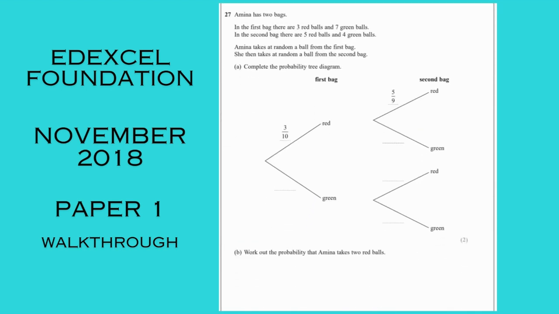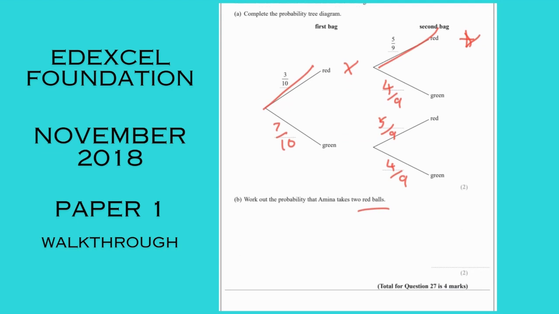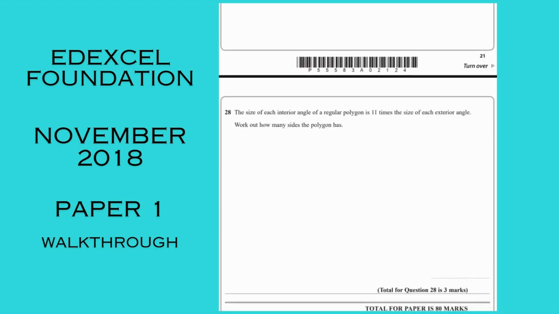But we now ease off with a nice probability tree question. We like these. So 3/10 on that branch, 7/10 on that, 5/9, 4/9, 5/9, 4/9. Easy peasy. Work out the probability of 2 red balls. That's red, red. It's multiply to get that. So it's 3 over 10 multiplied by 5 over 9. Top times top, bottom times bottom. Doesn't say cancel it down. If you have done, it's a sixth.